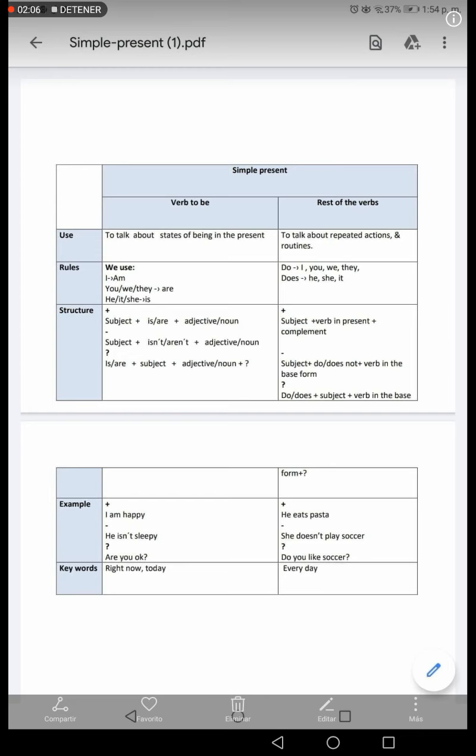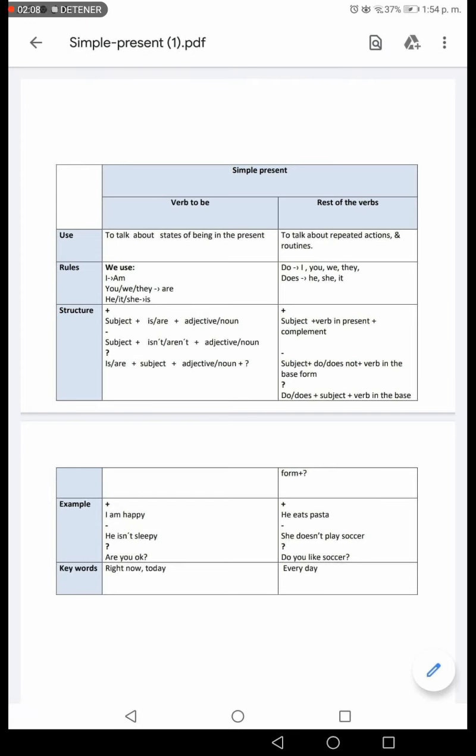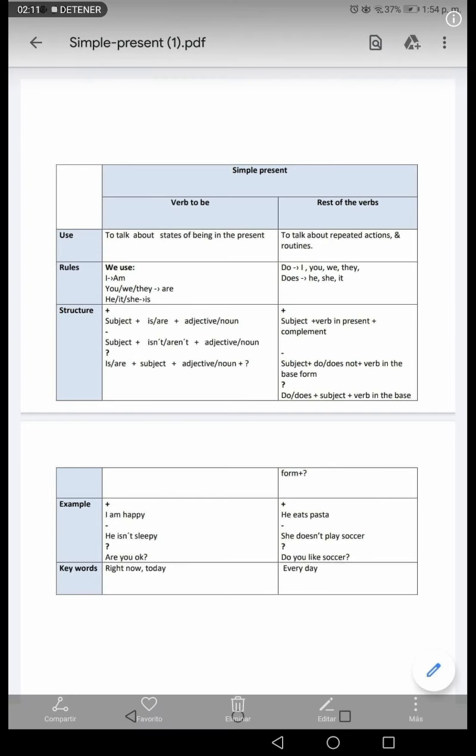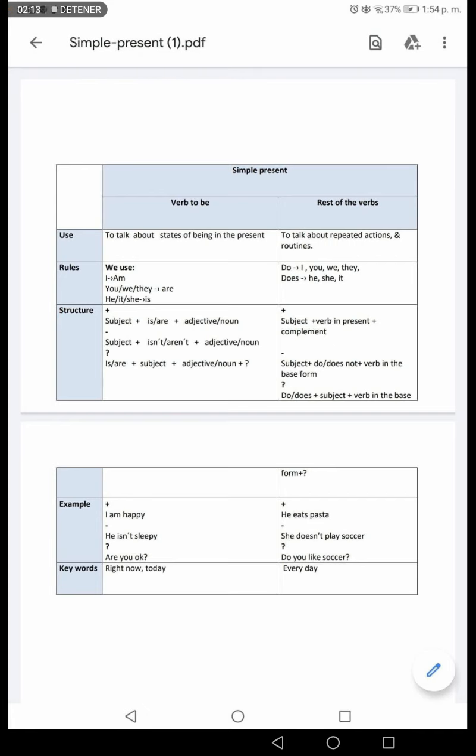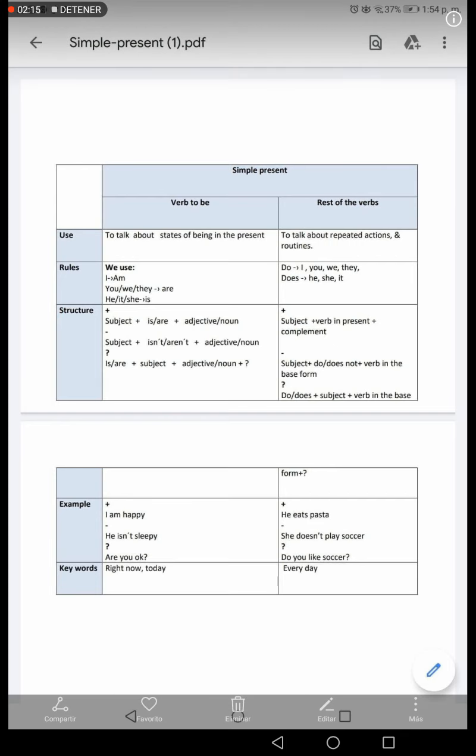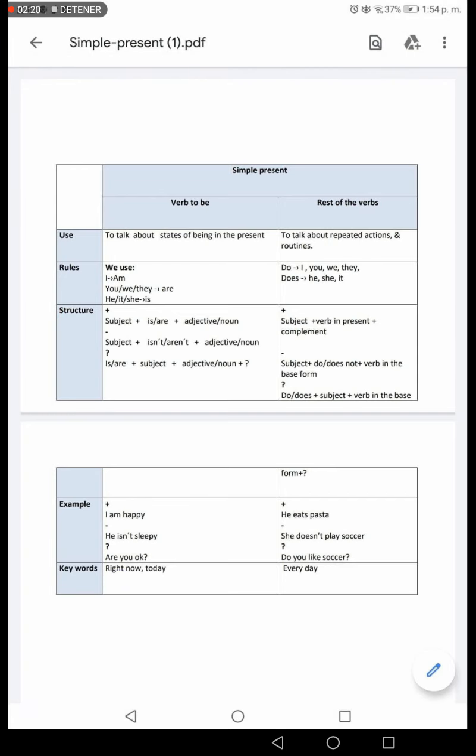For example, I am happy, yo soy feliz. He isn't sleepy, él no está durmiendo o no está somnoliento. Are you okay? ¿Te encuentras bien o estás bien? And keywords are like right now and today. Estas son algunas palabras nada más para identificarlo rápido. ¿Qué tipo se está hablando?